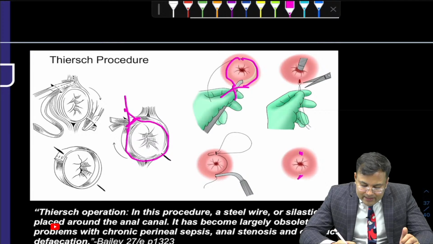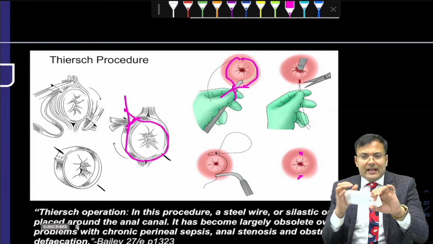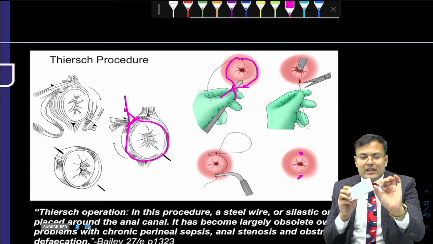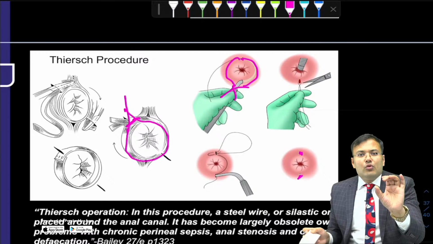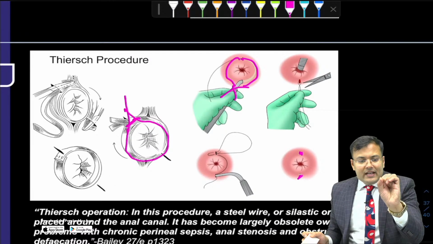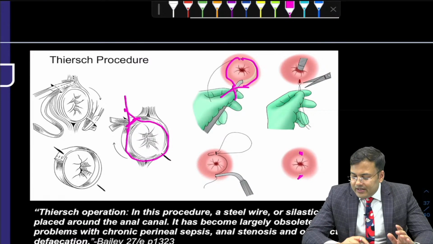You perform the tightening. If you tighten the anal canal, what happens? The rectum does not come out. So what happens in rectal prolapse? The rectum is coming out. In patients who are not fit for surgery, we can go for anal wiring or Thiersch anal wiring. So this is the Thiersch procedure, also known as Thiersch anal wiring.